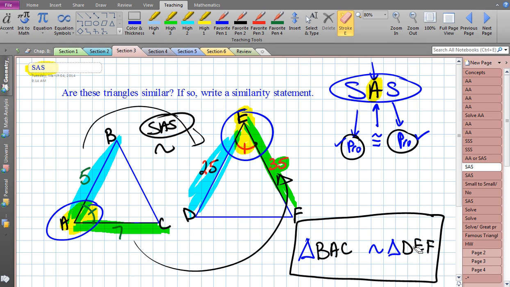So I wrote a similarity statement, and that's our introduction to side angle side. Let's take a little break.